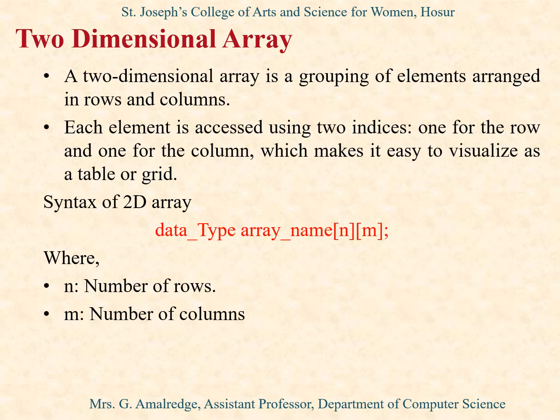Two-dimensional array. A two-dimensional array is a grouping of elements arranged in rows and columns. Each element is accessed using two indices, one for the row and the other for the column. This is the syntax for a two-dimensional array: data type, array name, n, m. Here n is the number of rows and m is the number of columns.